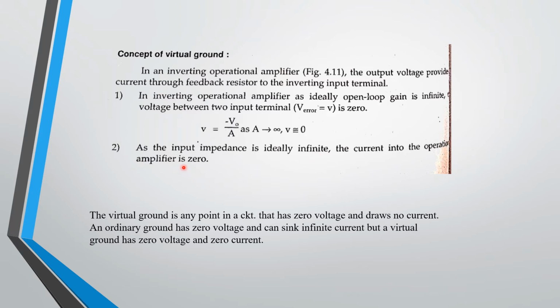So in total, the virtual ground is any point in the circuit that has 0 voltage and which draws no current. Ordinary ground has 0 voltage, but it can sink infinite current, and the virtual ground has 0 voltage and 0 current. That is the difference between virtual ground and practical ground.